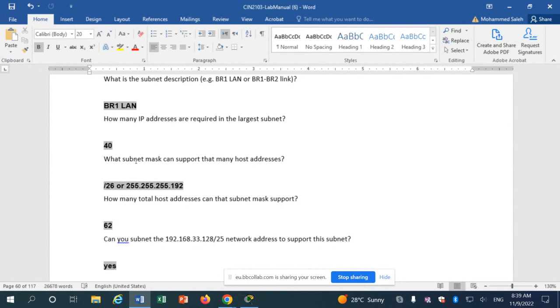So how many bits for the network? 2 bits. This is network. Our subnet mask will be 255.255.255. What? 192. This is for the first network, BR1 LAN.